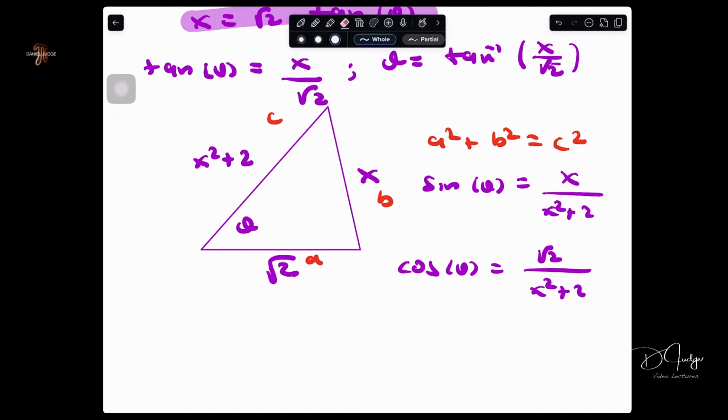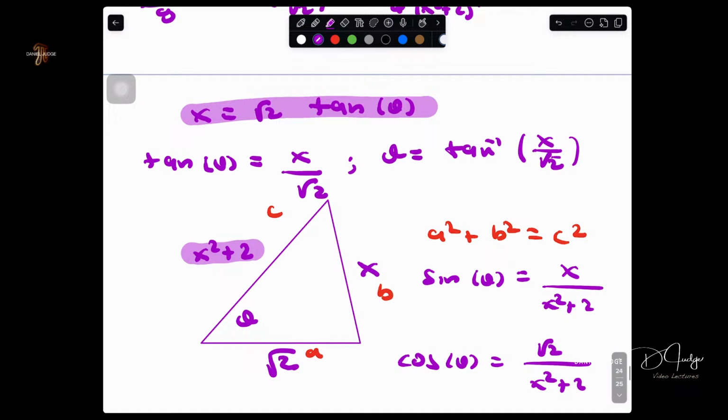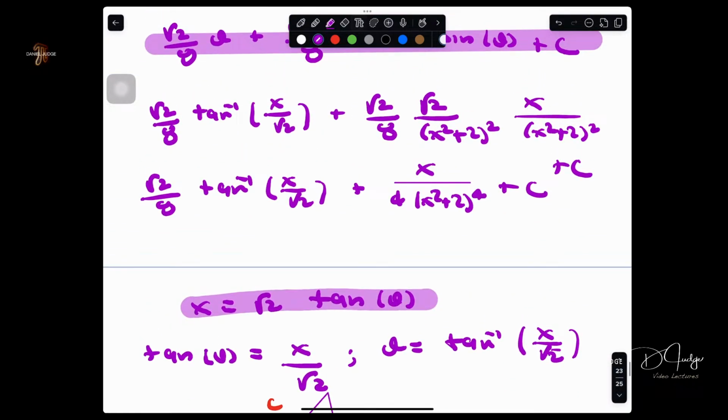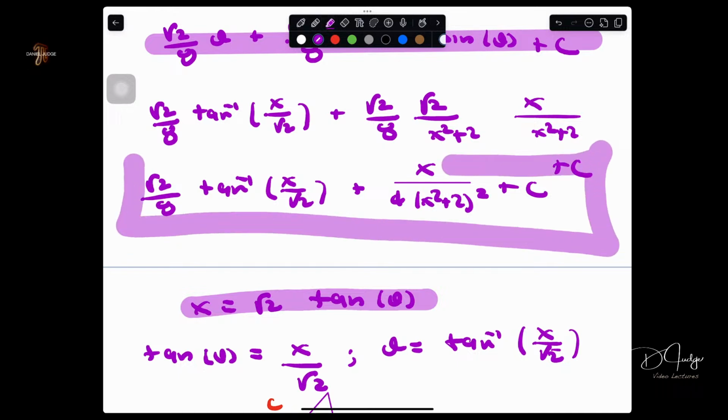So let's go back. Okay. This is your hypotenuse, which means this is the power of 2 instead. That's what I thought. All right, good, found the error. And this is what you have in purple.